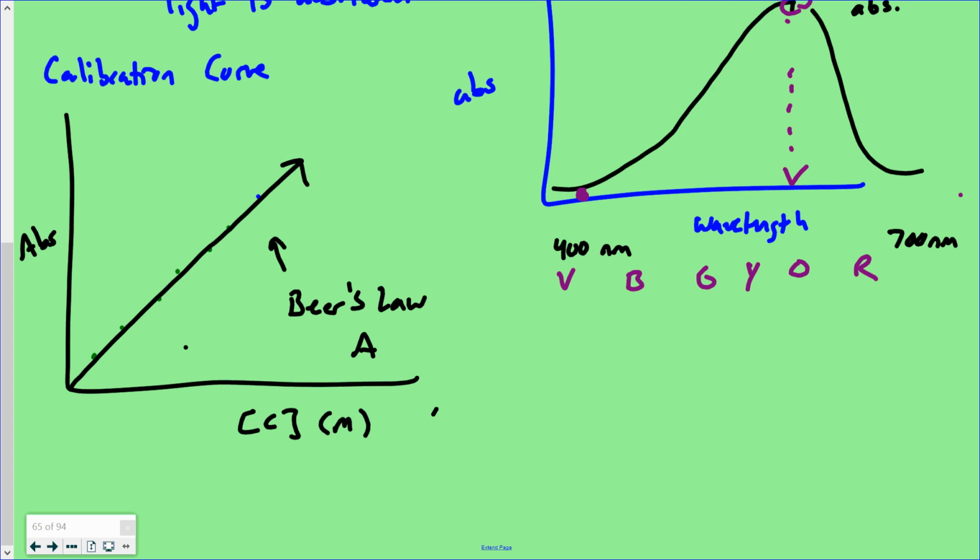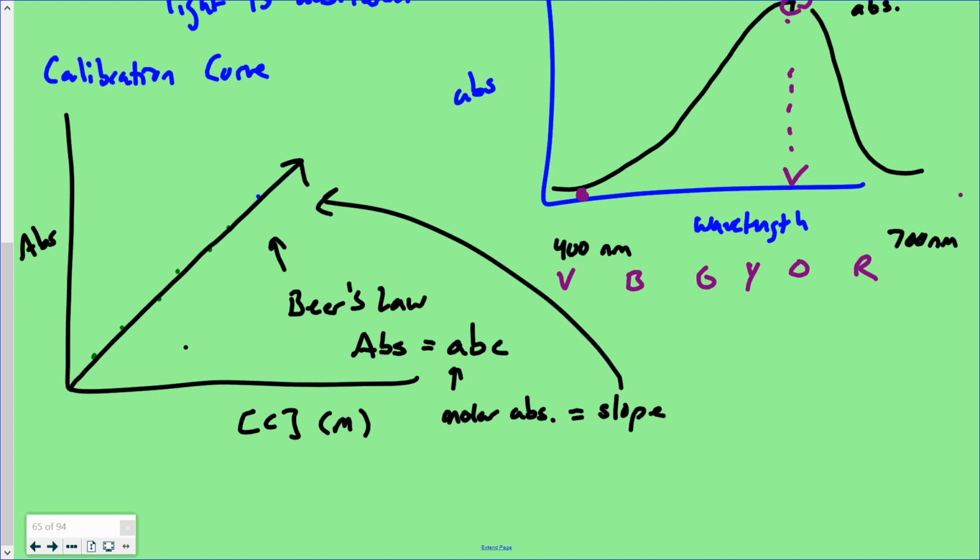And Beer's law states that the absorbance A, or I'll just call it ABS, is equal to ABC, where A is the absorptivity or molar absorptivity of your sample. That for us is going to be equal to the slope of this trend line. That's what's going to give us our molar absorptivity. B is the length of our sample, which for us was just 1 centimeter. And so we don't need to worry about B in our equations here. And then finally, of course, C is our concentration.